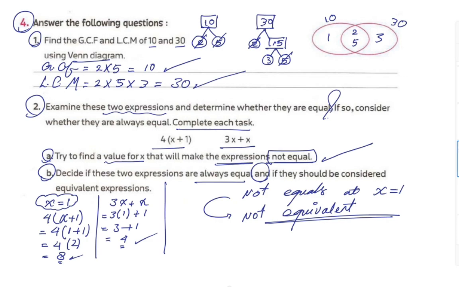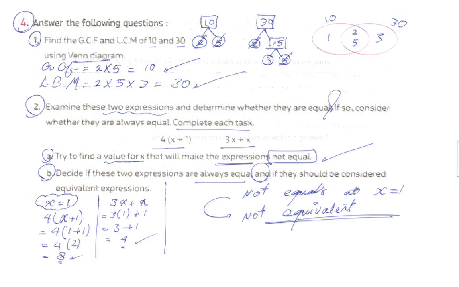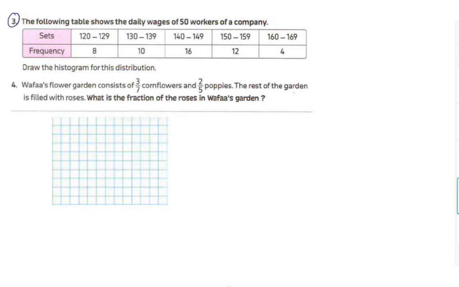Now let's go to the last page of our model number 3. Point 3: The following table shows daily wages of 50 workers in a company. We have some sets that are already set, and for each interval we have its frequency. The ask is to draw a histogram for this distribution.